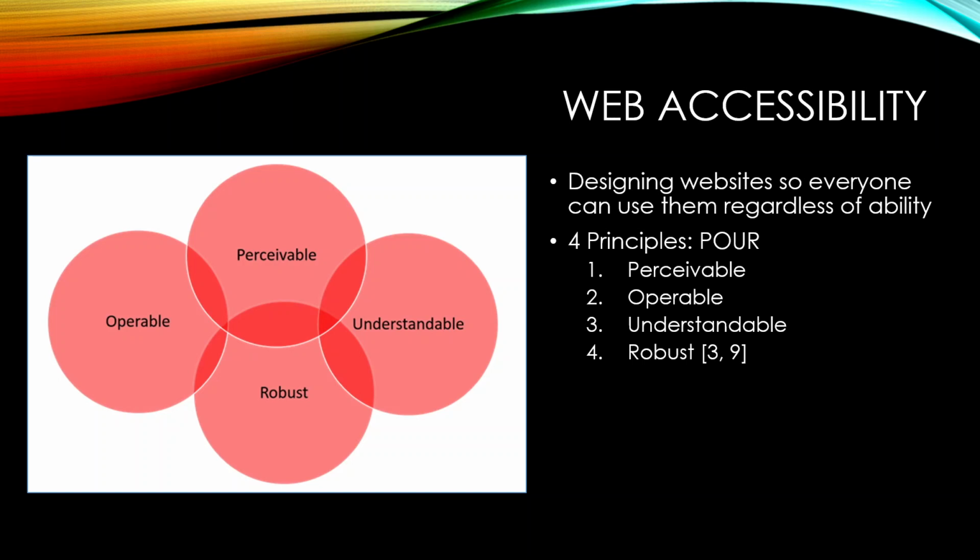For a website to be perceivable, users must be able to understand the information being presented. It can't be invisible to any of their senses. For a website to be operable, users must be able to use the interface and it cannot require an interaction that a user cannot perform. For a website to be understandable, users must be able to comprehend information as well as how to use the interface. For a website to be robust, content must be robust enough that it can be interpreted reliably by a wide variety of users, including assistive technologies.